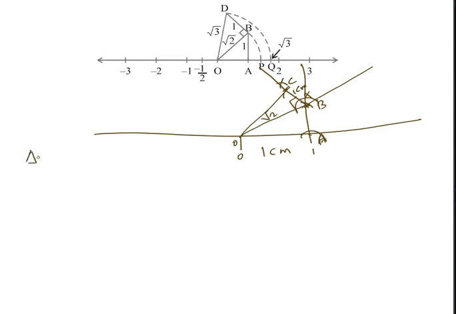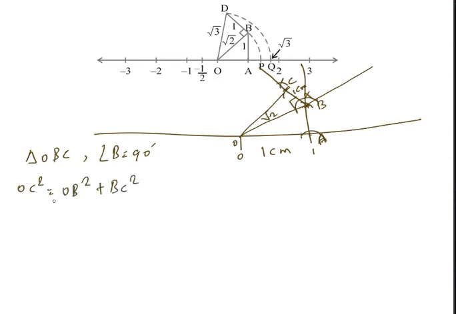The triangle OBC is right angled at B, so we can use Pythagoras theorem here. Opposite of this right angle is the hypotenuse, so OC is the hypotenuse here. So OC square equals OB square plus BC square.